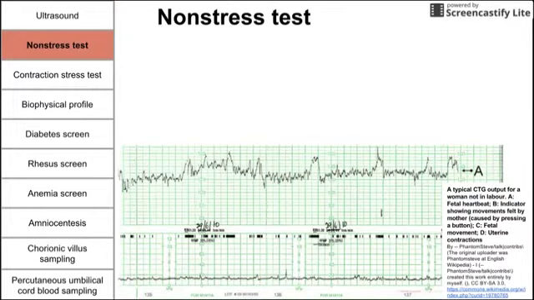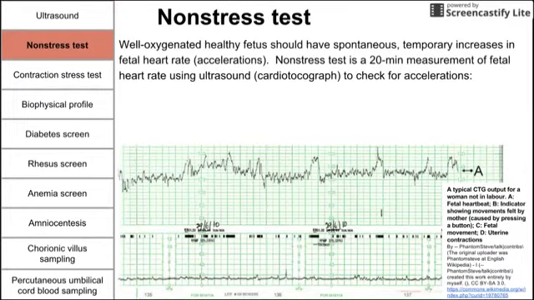Now let's talk about the non-stress test. The premise here is that a well-oxygenated, healthy fetus should have spontaneous temporary increases in heart rate. We call these temporary increases in heart rate accelerations. In a non-stress test, you look at a 20-minute measurement of baby's heart rate using ultrasound, cardiotocography, as we talked about on the slide before, and you check for these accelerations.